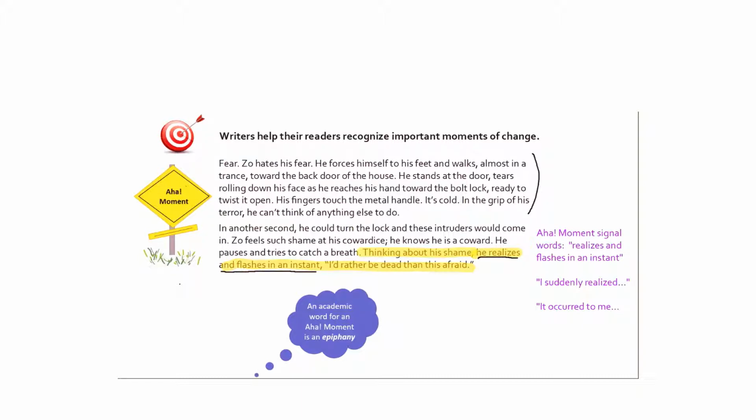And in this story, as soon as Zoe realizes that he'd rather be dead than this afraid, if he'd rather be dead, then he really has nothing at all to lose. And that's where he digs down and gets some courage and tells the intruders he's going to call the robbers. Because he had this realization, what does it matter? I'd rather be dead than this afraid.